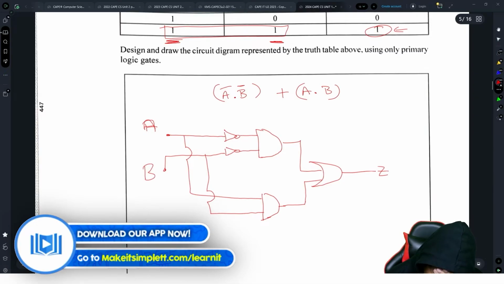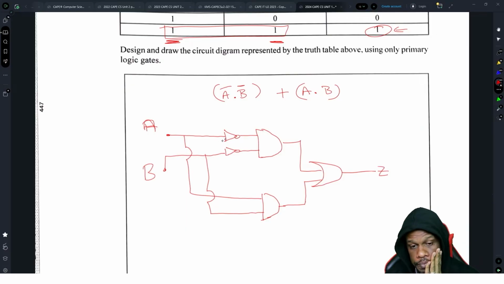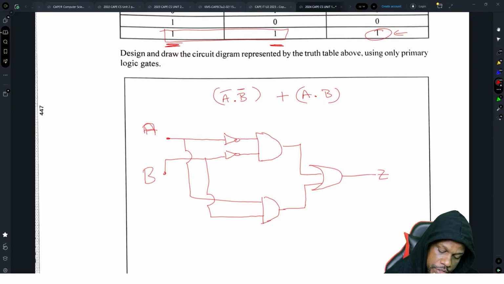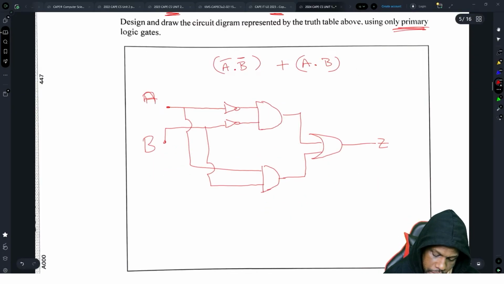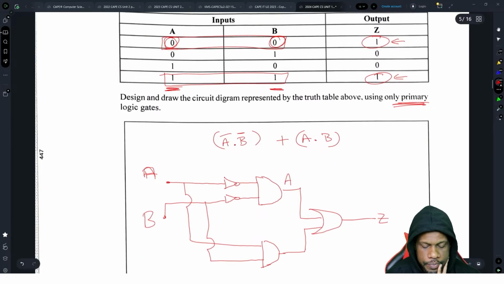You could have taken these two here and made a NAND gate, but they only say primary logic gates. So that's the primary only. What you want to do is label the letters, A and B, so that you make sure you get your marks. How many marks is that?